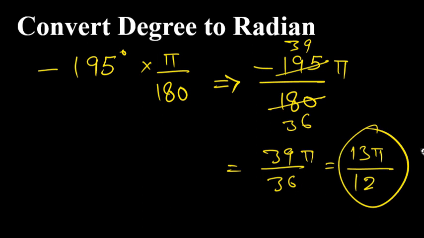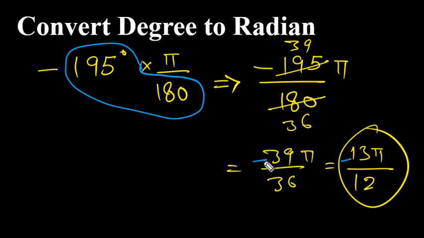So that's how you will do it, or else you can just simply write this part in the calculator, and that's it. Don't forget the negative sign. So that's how you will change it to radians.